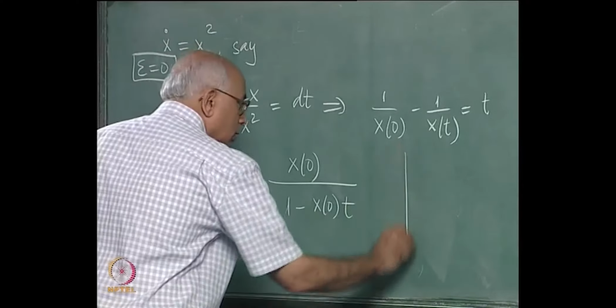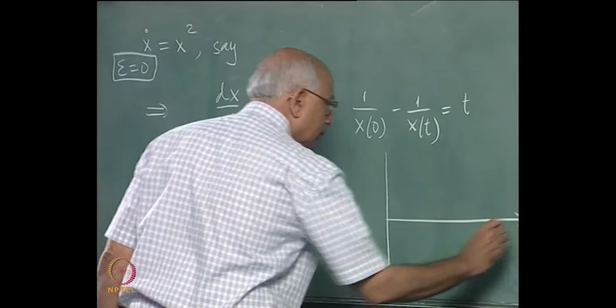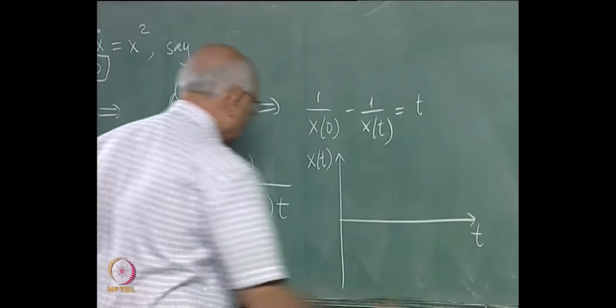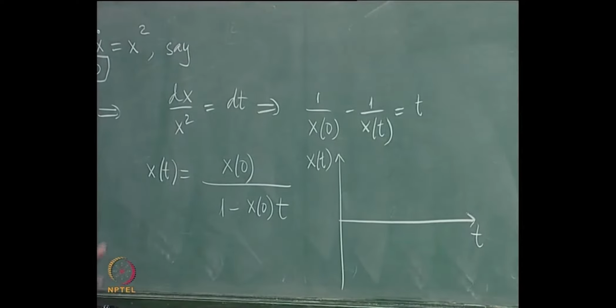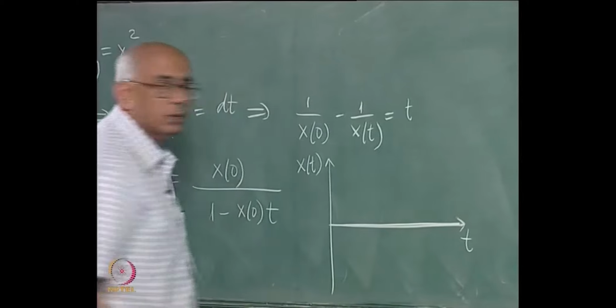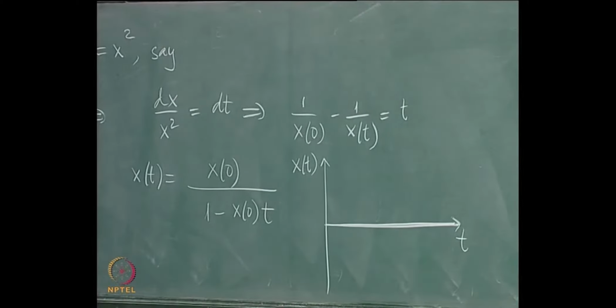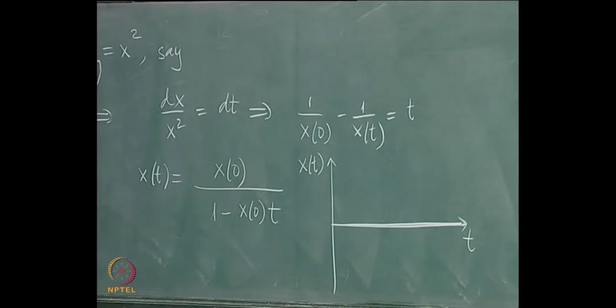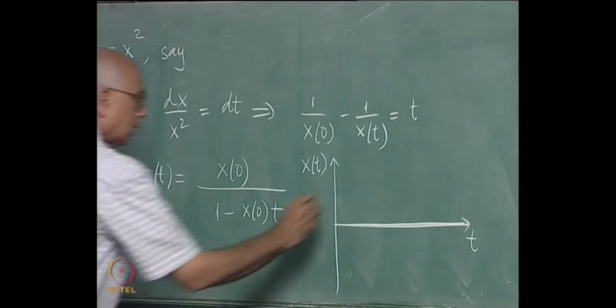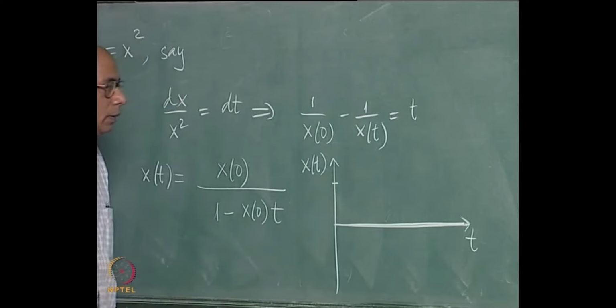And what do the solutions look like? As before, 0 is a critical point, so if I started at 0 I remain on 0 for all time. What happens if I start with a positive value of x0, say here? What happens to that solution?